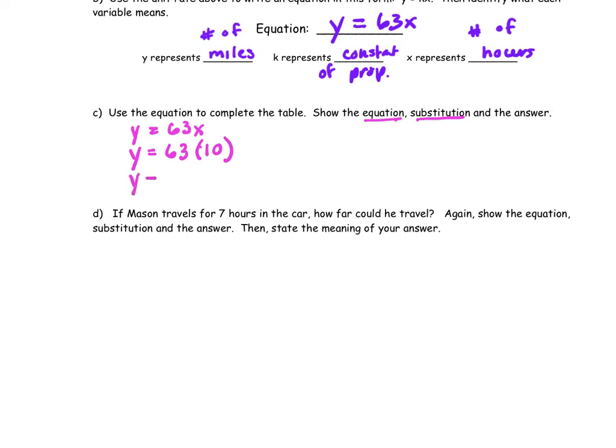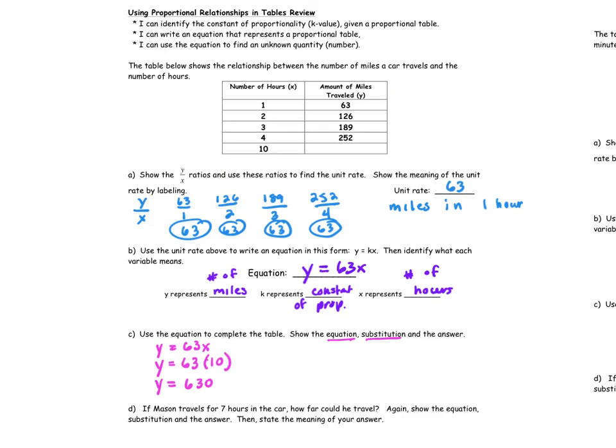So y would equal 630. So now we know the y value. So let's go back up to the table and we can replace it in the table. If our x value is 10, we have now discovered that our y value must be 630. So we're going to replace that in the table. So that's one example of how we can use the equation to find an unknown quantity. Now let's see another example of that.